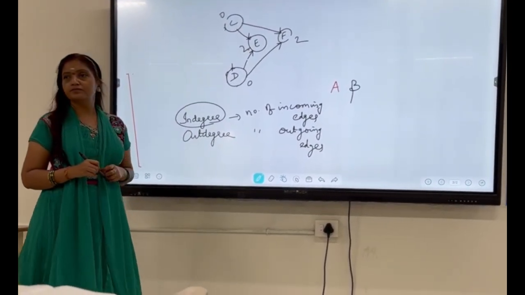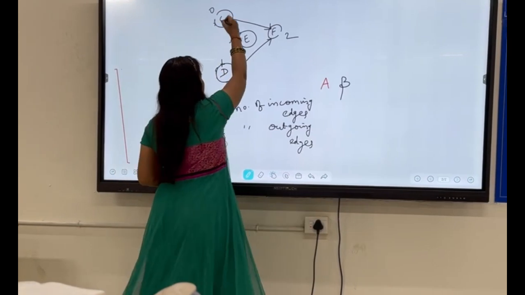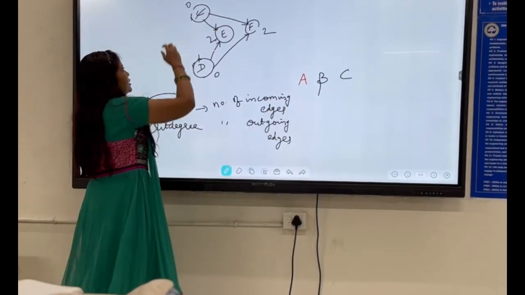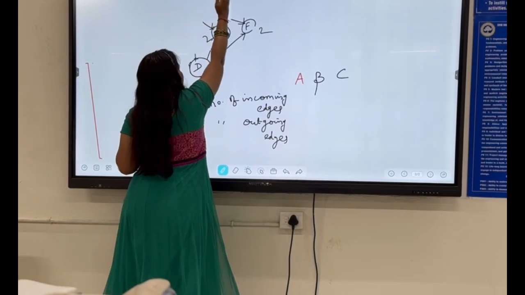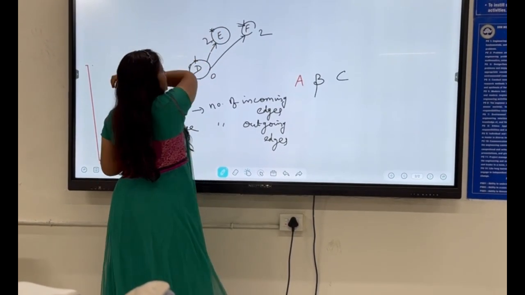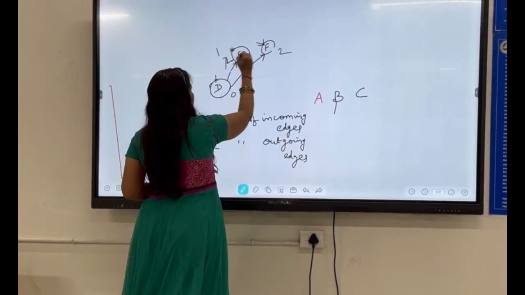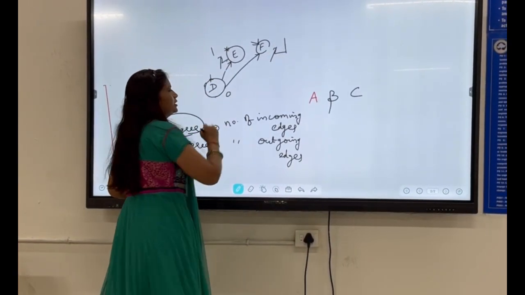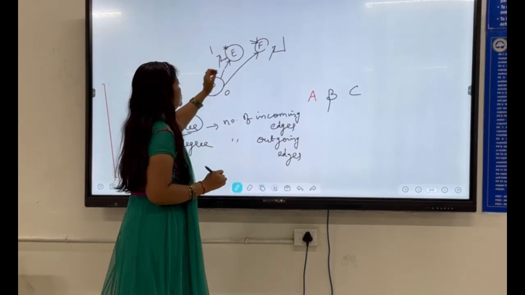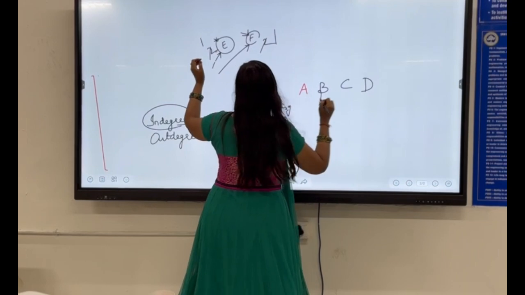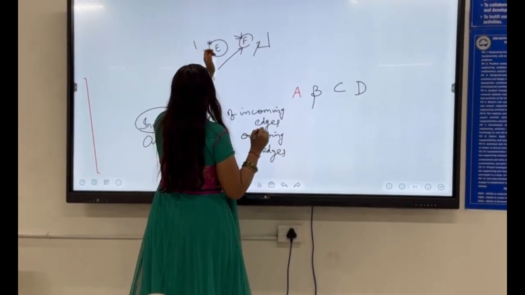Which one am I going to select now, C or D? First I am going to select C. Next, I have to remove D, put it in the topological sorting order, and remove D from the graph.